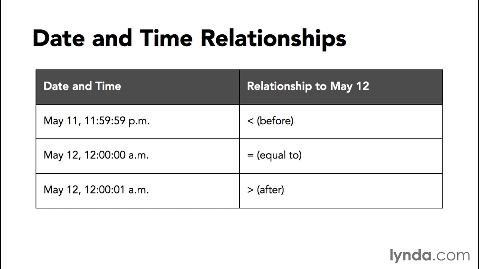For instance, if we compare May 11th at 11:59 and 59 seconds to the date of May 12th, it makes sense that that day is before May 12th. If we compare May 12 at 12 a.m. on the dot, that is equal to the day of May 12th. If we move 1 second past midnight, so May 12, 12 a.m. and 1 second, Access considers that to be after May 12. So if we're comparing our date-based values, we need to make sure that we understand whether we're storing dates or dates and times together in a single field. Understanding the serial nature of how Access stores dates can clear up some evaluations down the road. And it's always a good idea to understand what's going on behind the scenes in order to make better sense of how we can work with that on the front end.